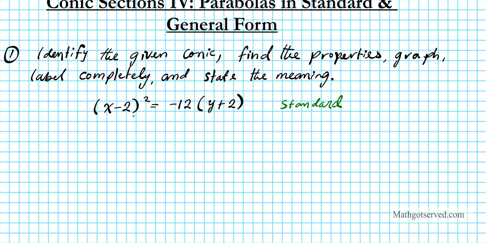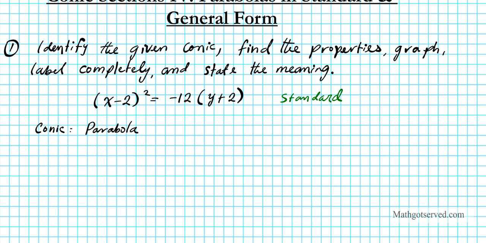Now, what conic is this? This has only one square. If you have a conic section with only one square in two variables, then it is a parabola. Okay, so this conic is a parabola. Now let's go ahead and write down what kind of conic this is. The conic is a parabola because you have just one square.